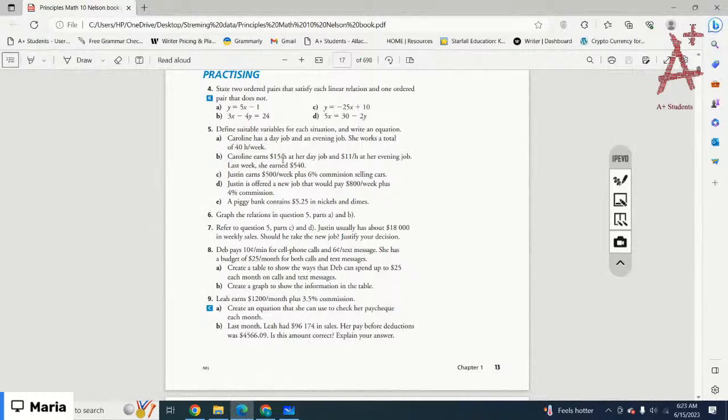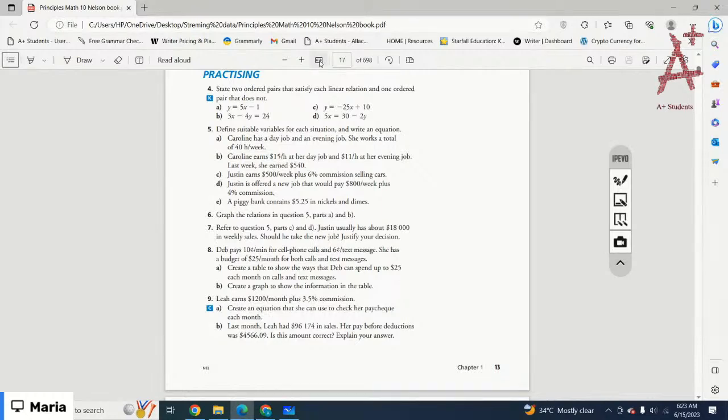Now let's look at question number 5. Define suitable variables for each situation and write an equation. You are given different situations, and you choose the variables and write down the equations. Let's start with the first one. Caroline has a day job and an evening job. She works a total of 14 hours per week. So you have to select the variables.